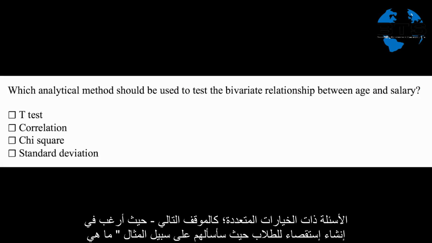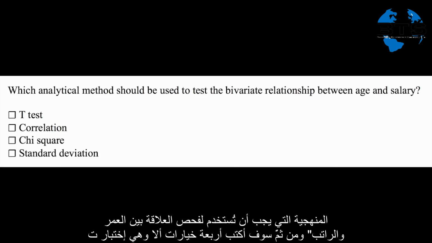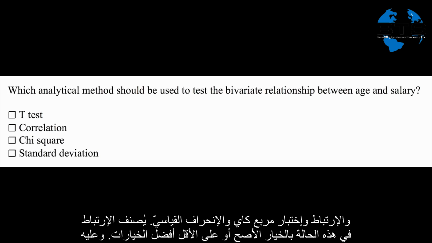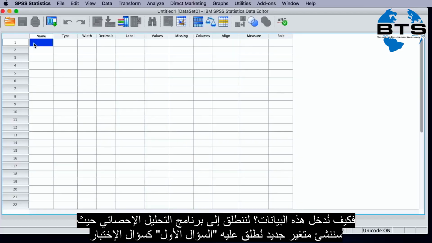For example, if I want to survey students and ask them which analytical method should be used to test the relationship between age and salary, and then I offer 4 choices: t-test, correlation, chi-square, and standard deviation, obviously in this case, the only correct answer or the best answer is correlation. So how do we enter these data? So let's go to SPSS.